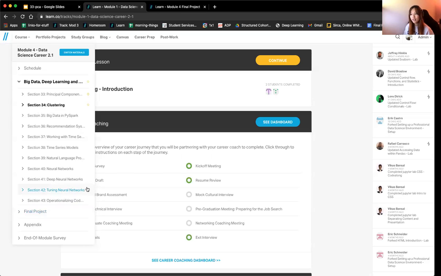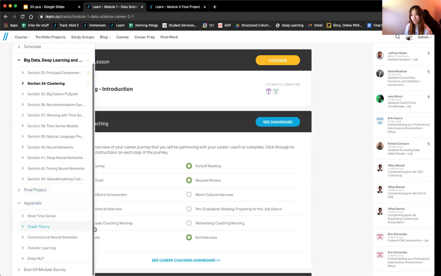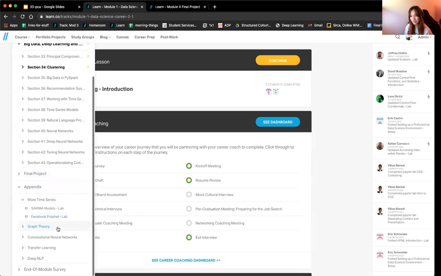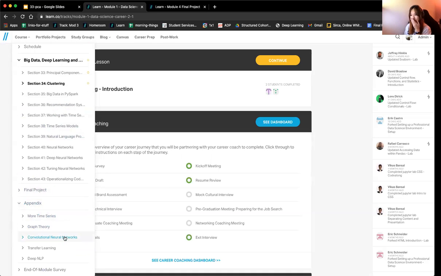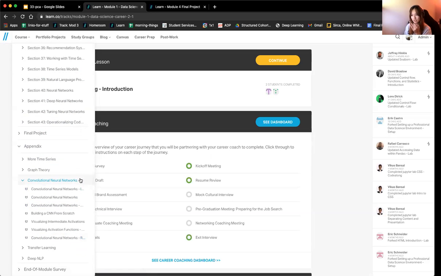One thing I wanted to point out is that I will actually be talking about some of the stuff that is in the appendix. So more time series, which is really an extension of what we see here, and I will talk about these. There's also convolutional neural networks, which is what you use for image processing. I will also talk about these.